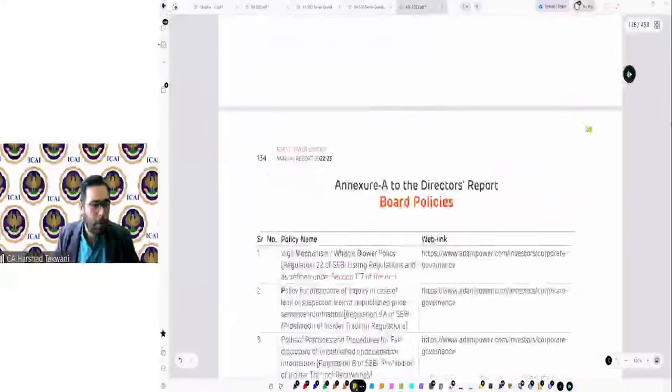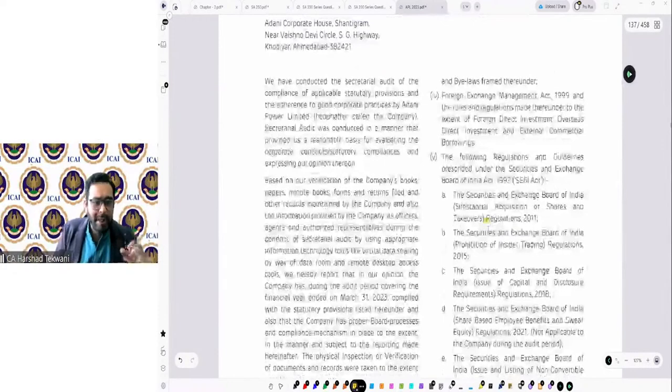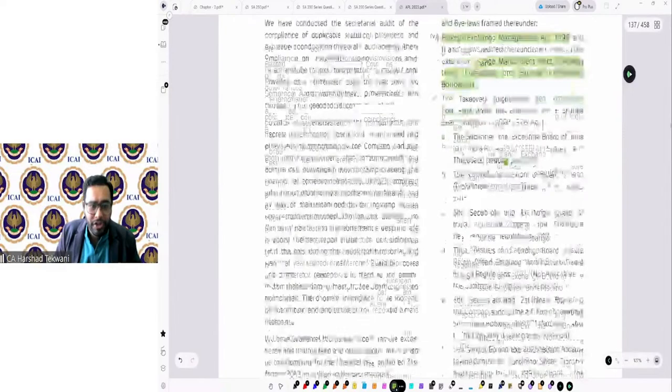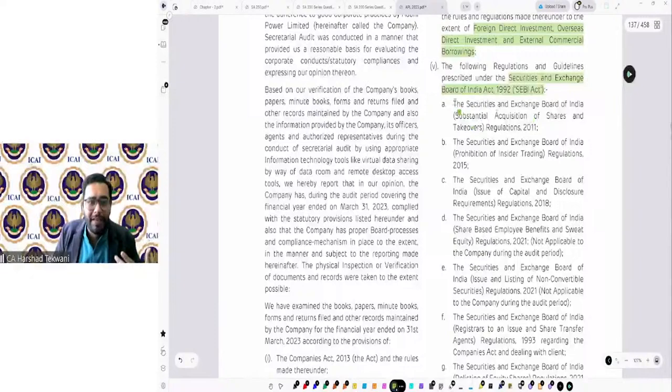This is kind of a secretarial audit report. In the secretarial audit report, you will find what laws and regulations are applicable to the company. For example, the Foreign Exchange Management Act, to the extent of FDI, ODI and External Commercial Borrowing Regulations. Then you have the SEBI Act applicable to them. In that, you have these regulations which are applicable. These many regulations are applicable.